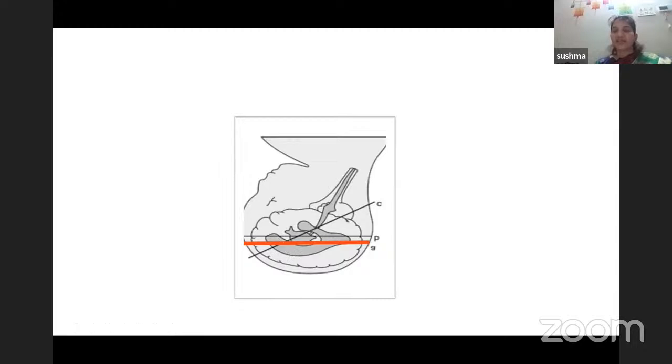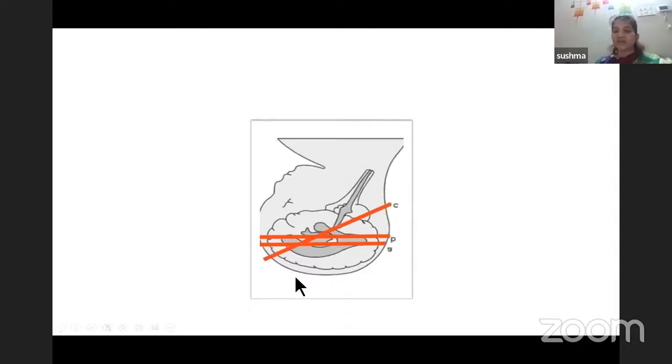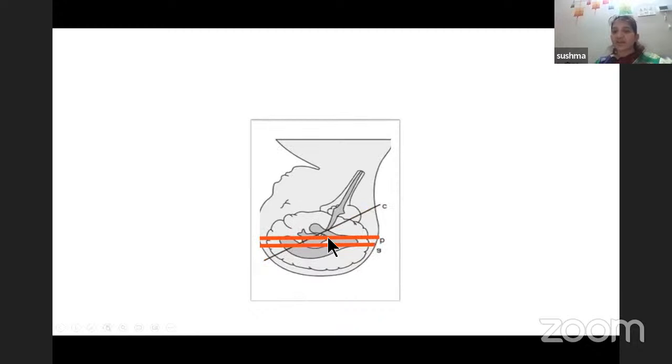Next axial section is transthalamic plane. As you can see here, this is third ventricle. Third ventricle is nothing but cavity in between two thalamus or diencephalon. So third ventricle is at the level of thalamus. So a sectional plane crossing across the thalamus, across the third ventricle is transthalamic plane.